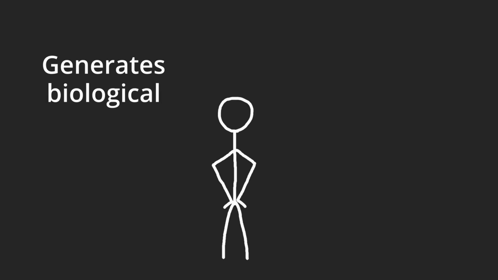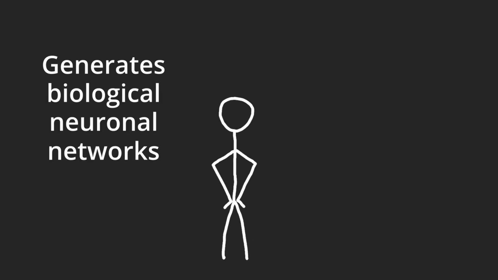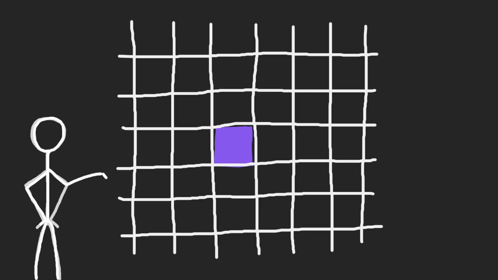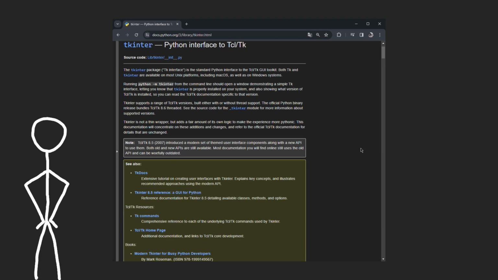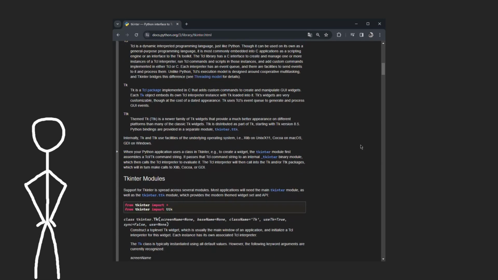Hello everyone, today we are building a neuron growing simulation. Its main purpose is to generate biological neural networks based on given circumstances. We first need a grid in which the cells are visualized. We'll do this using Tkinter. It's a commonly used framework in Python used to create simple GUIs.